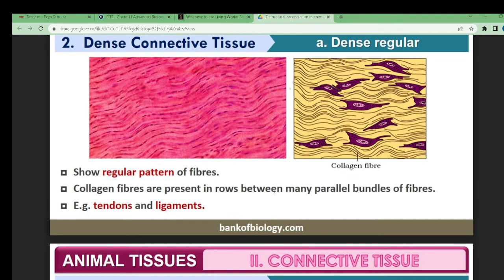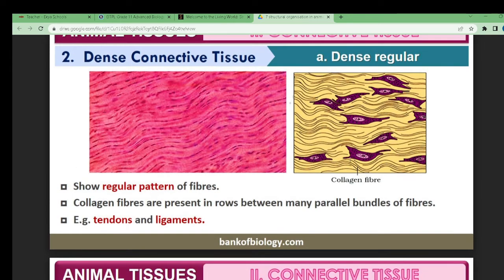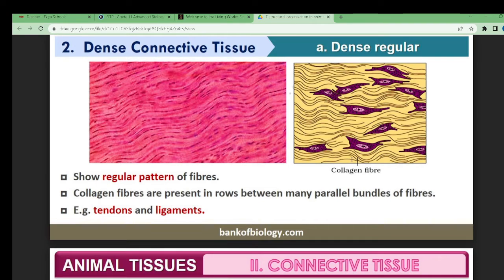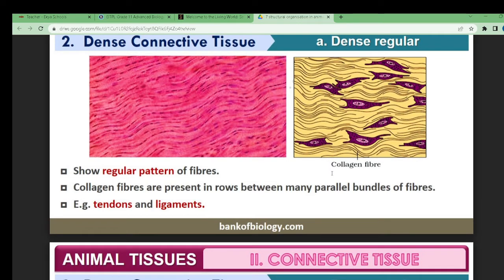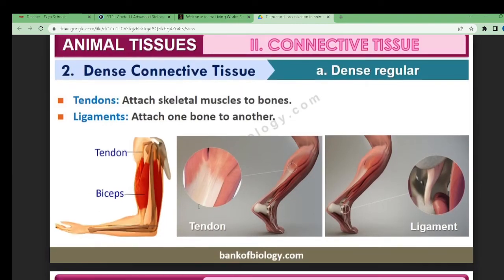Collagen fibers are present in rows between many parallel bundles. Here you can see this purple one; these are nothing but the collagen. You can see this black line; these are nothing but the collagen fibers. Examples are tendons and ligaments, so this is present in tendons and ligaments. Here you can see this is the tendon and this is the ligament.